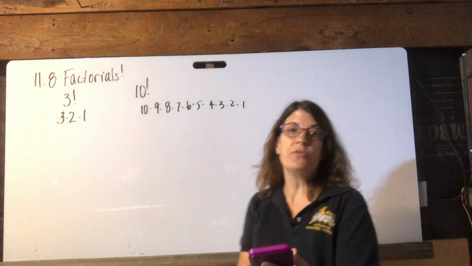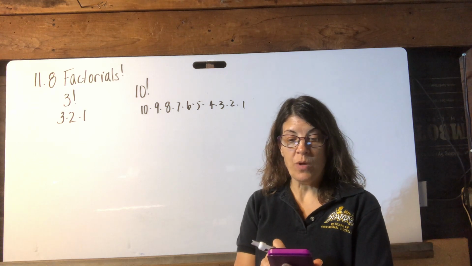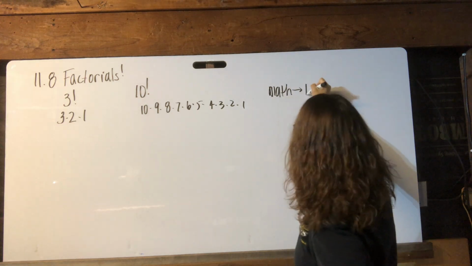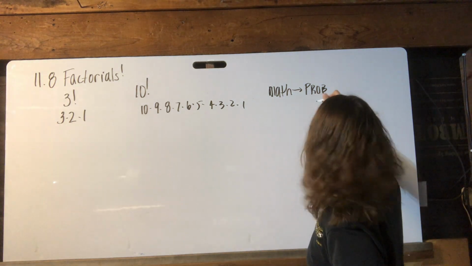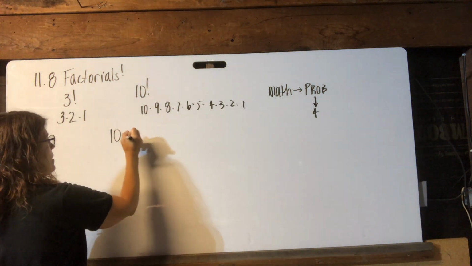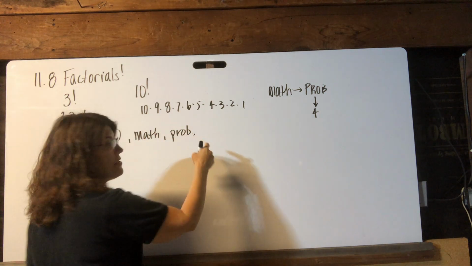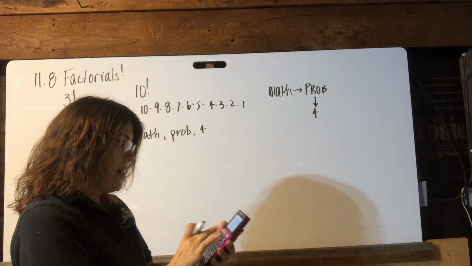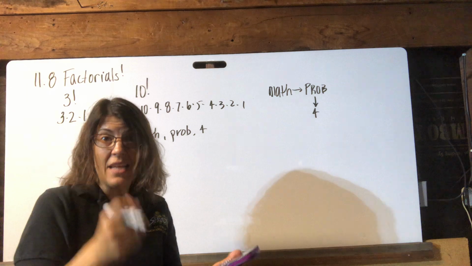On your calculator, there are a couple of ways you can get there. Math, arrow over to PROB, which stands for probability, and you'll notice it is number 4. So what you need to do is enter 10, then math, PROB, and then either arrow down to the 4 or just push number 4. Let me do that. So it's 10, math, probability, 4, and on your screen it says 10 exclamation point.